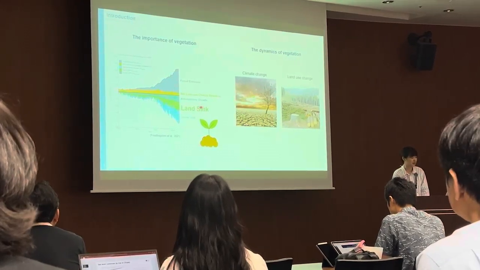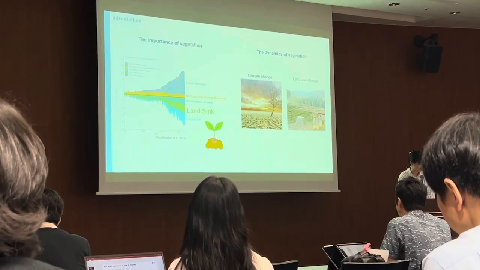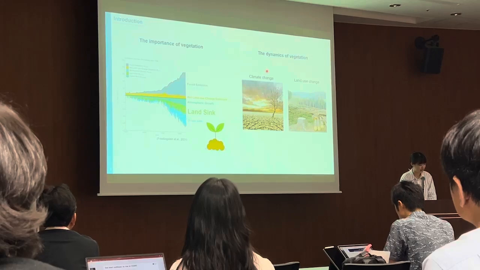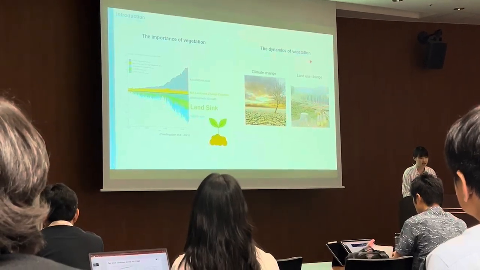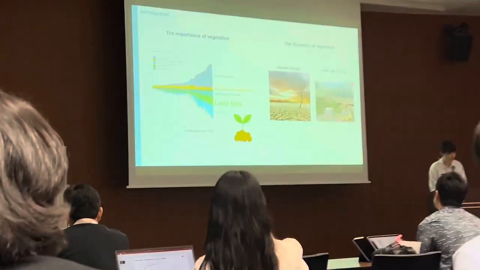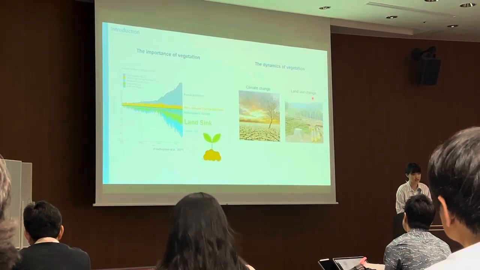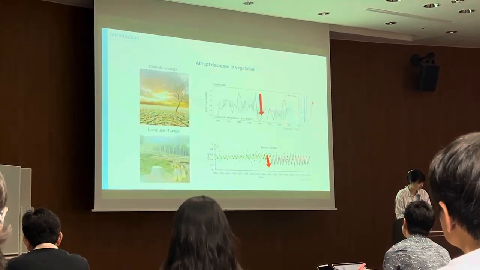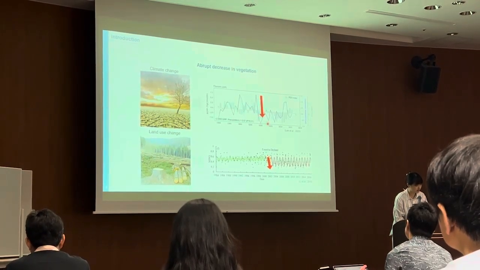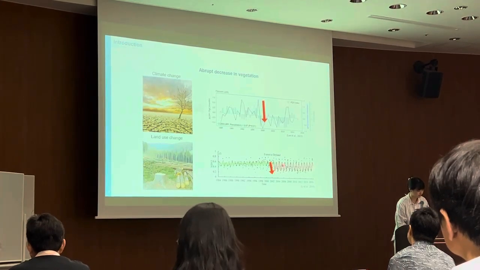Terrestrial ecosystems play an important role in the carbon cycle as well as a sink. And vegetation is the major reservoir in terrestrial ecosystems. Therefore, a lot of studies investigate the negative impact of vegetation changes. And previous research says that climate change and land use change generally affect vegetation growth at the regional scale. Therefore, these impacts can lead to an overall decrease in vegetation through reduced water supply and warming or deforestation.